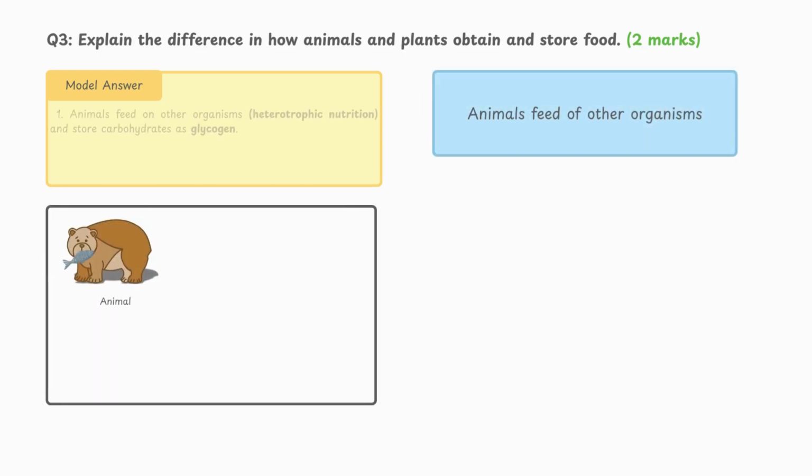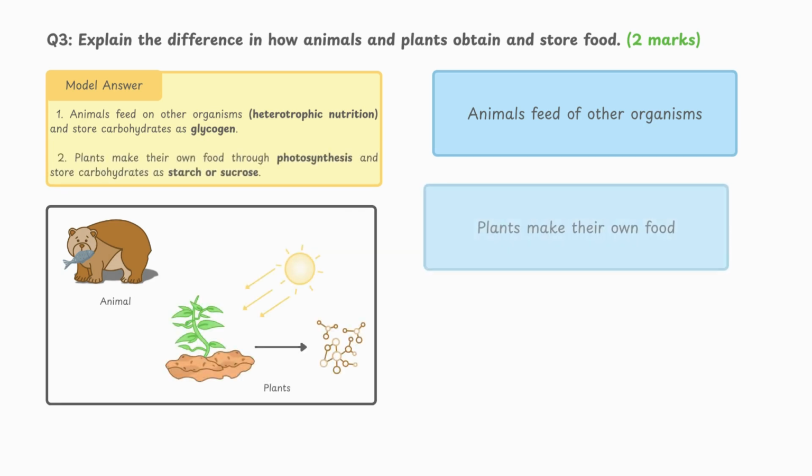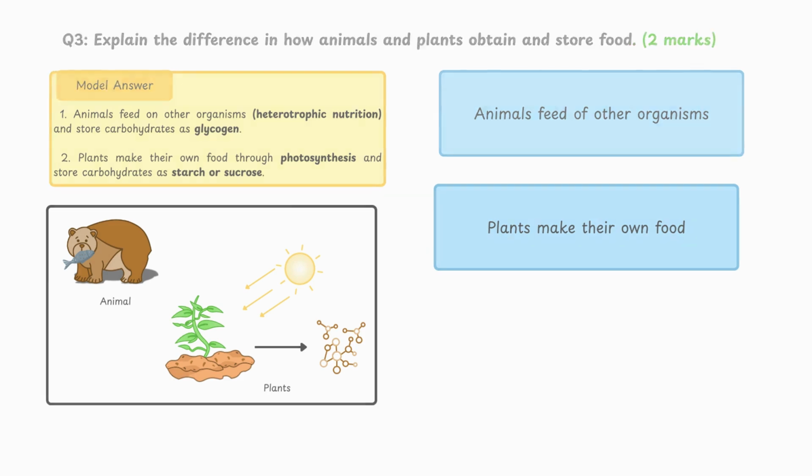Animals feed on other organisms. This is called heterotrophic nutrition, and they store their carbohydrates as glycogen. Plants, on the other hand, make their own food through photosynthesis and store carbohydrates as starch or sucrose. Animals eat food while plants make it, and each stores it in a way that suits them. They share many cell structures, but their differences make them unique.